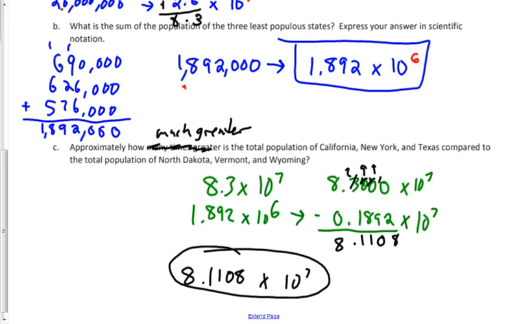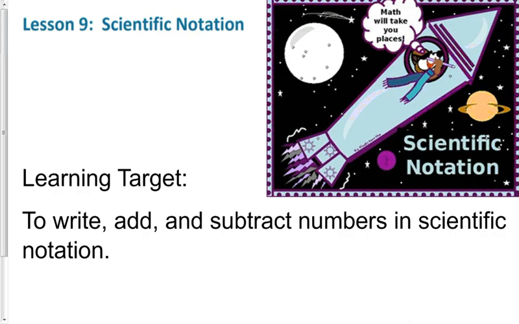So that would be adding or subtracting scientific notation. And that's really what I wanted to focus on, is the brief intro to what scientific notation is, for writing it, and then adding and subtracting.